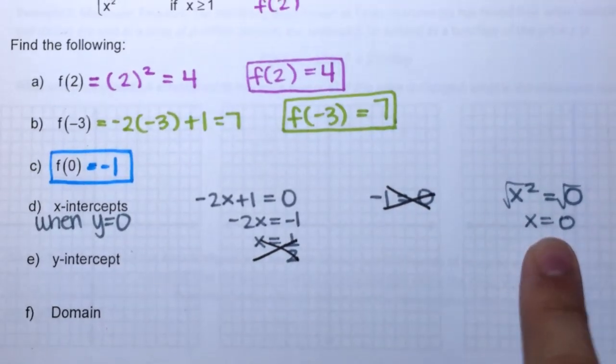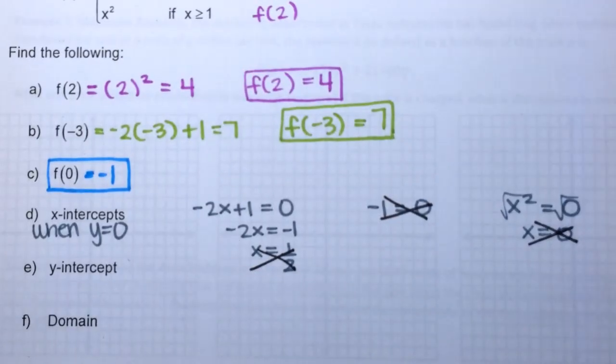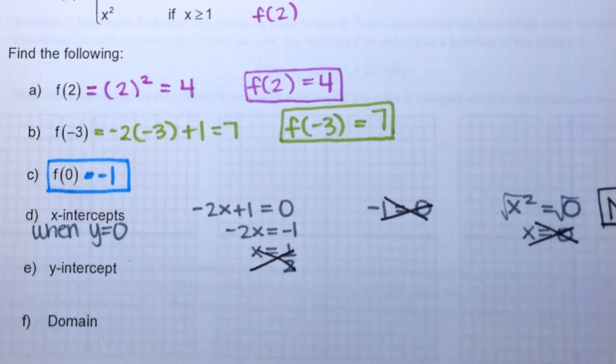Is it possible for x to equal 0 for this equation? Why not? Has to be greater than 1. So what are my x-intercepts here? There are none. All that work for no payoff. Isn't it great?